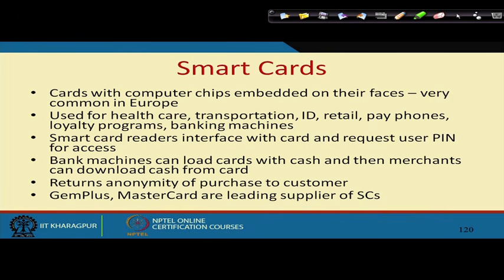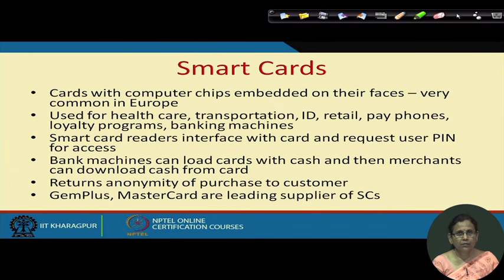Then you have smart cards. These cards have computer chips on their face. They are very common in Europe and other countries. They are used for healthcare, transportation ID, retail, pay phones, loyalty programs, banking machines, etc. These smart card readers interface with the card and request the user PIN for access. Bank machines can load cards with cash and then the merchant can download cash from the card. They provide anonymity to the purchaser as well. Gemplus and MasterCard are leading suppliers of such smart cards.